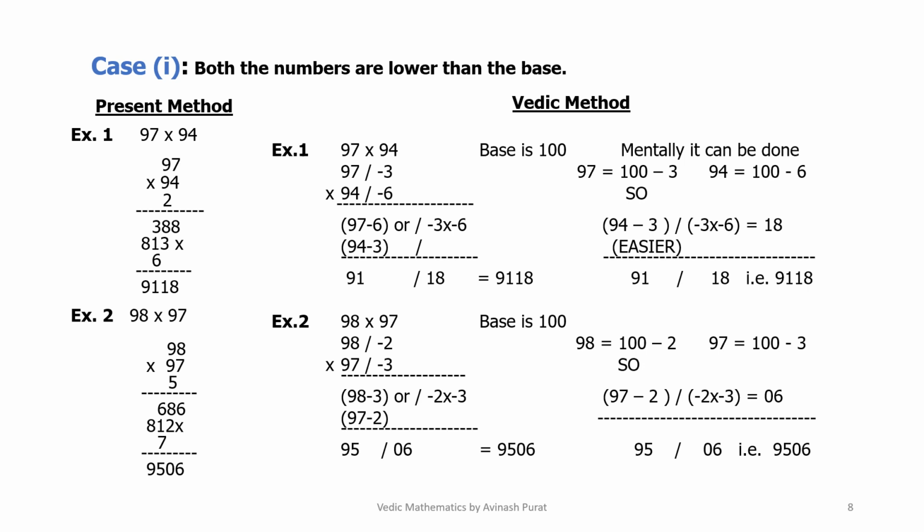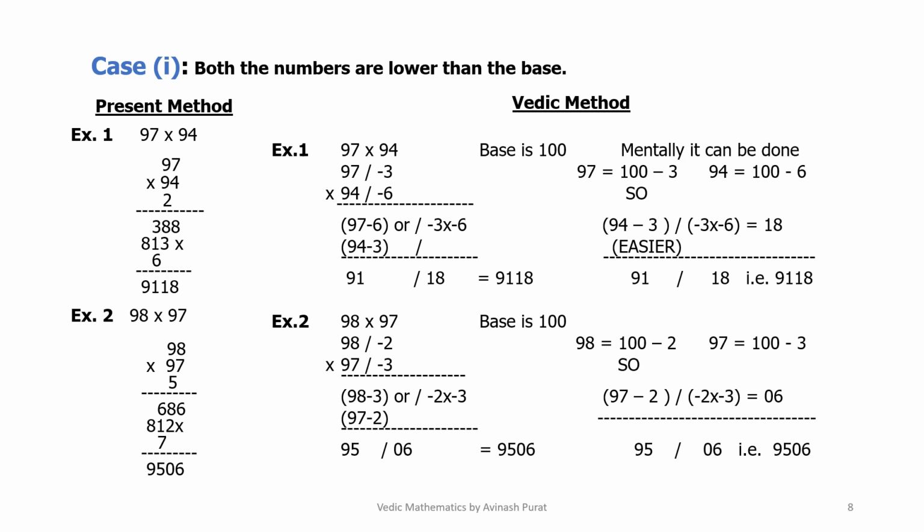Mentally it can be done. 97 equals 100 minus 3, and 94 equals 100 minus 6. So 94 minus 3, which is easier, stroke minus 3 into minus 6 equals 18, that is 91 stroke 18, that is 9118.